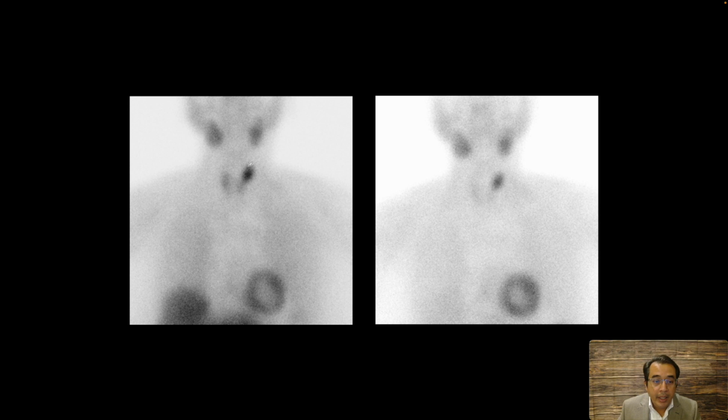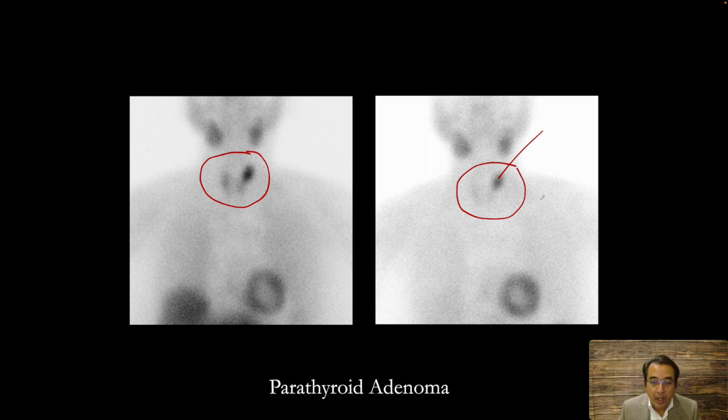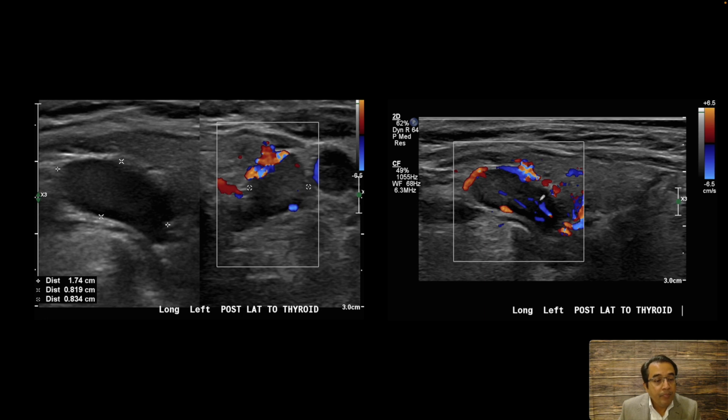A companion case showing again early uptake in the parathyroid and the thyroid on a sestamibi scan, and on the late images the uptake in the thyroid washes out, and this persistent focal uptake near the superior pole of the left lobe of thyroid is a parathyroid adenoma. And this is the corresponding ultrasound image showing this hypoechoic vascular focus posterior to the superior pole of the left lobe of thyroid.